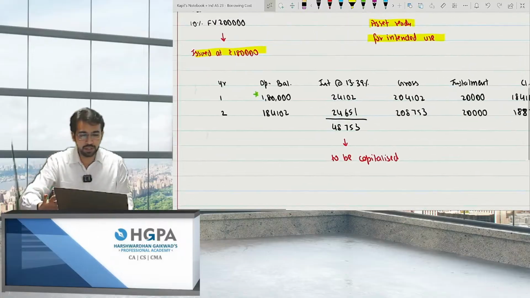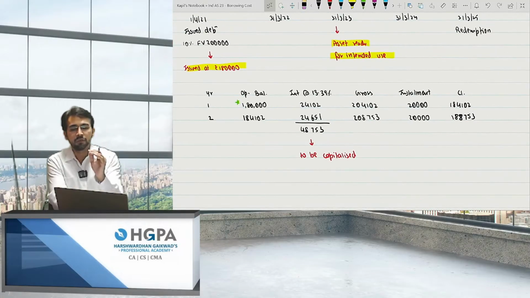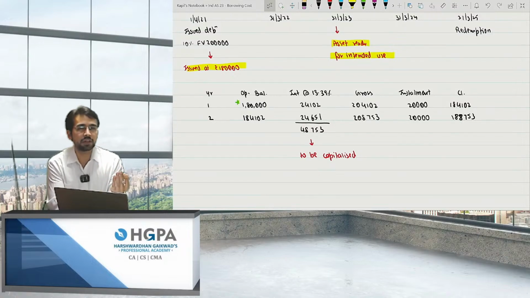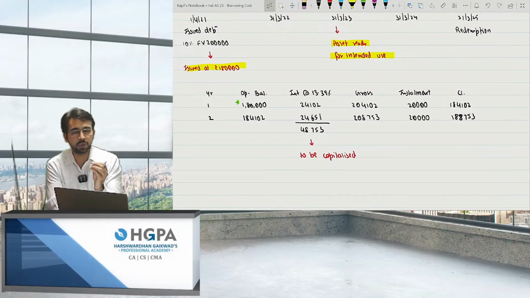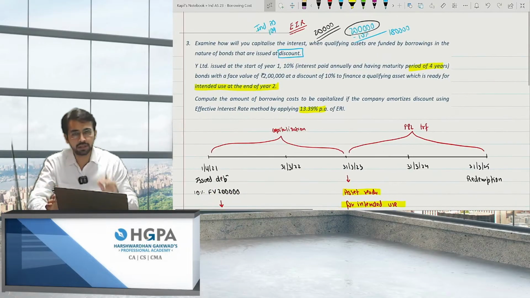I have given the explanation over here, that is 48,753 is the amount to be capitalized. It will not be the coupon rate which you are capitalizing. It will be the rate of EIR which you need to capitalize. So I hope you got this point. This is the third point.